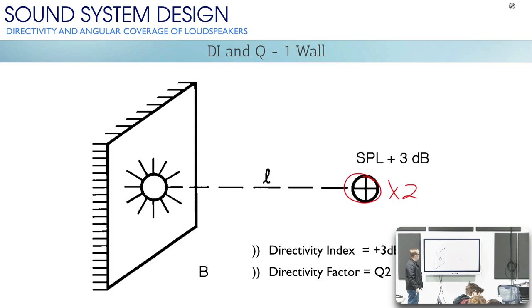So in this case, we would now have a 3 dB increase at our measurement position. We haven't moved the mic. We haven't moved the thing that makes the sound. We just put a wall next to it. That's all we did. And suddenly, we measured 3 dB more sound, which would be a directivity factor Q of 2, because we had a 2-to-1 ratio. We doubled it. Make sense so far? So what if we add another wall?